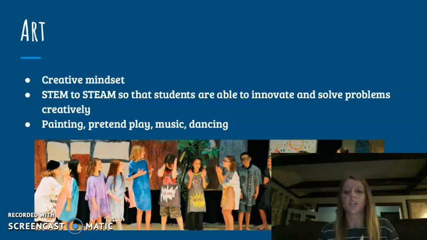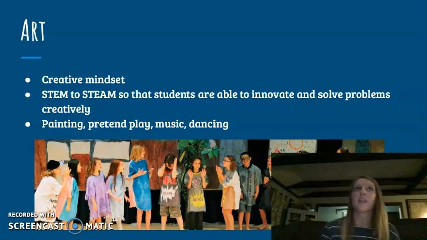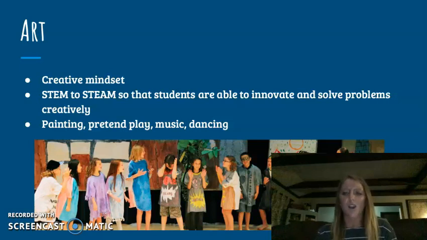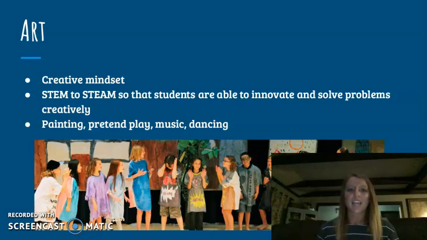All of these jobs that we're going to see in the future are going to involve art. We think of art and may just think of painting, but all of these things, art is creativity, and we want our students to have that skill of being able to be creative.